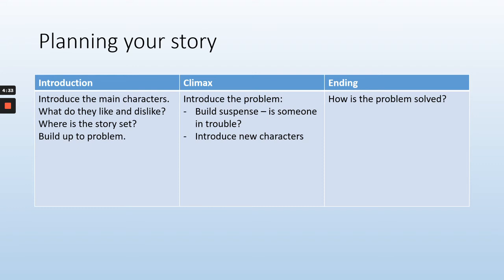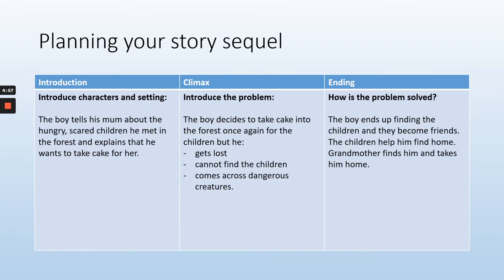Fantastic. Now, lastly, you're going to talk about how your problem is solved. Underneath ending, you're going to now talk about how the boy gets out of the trouble that he's in. Press pause while you write 2 sentences about that and press play when you're ready to continue. Fantastic. So let's just check again.